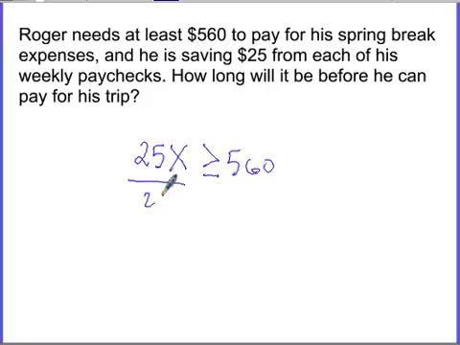Okay, so divide by 25. 22.4. x is greater than or equal to 22.4. So if he does this on a weekly basis, it'll take him 22.4 weeks. Okay, but is he putting everything in? Is he putting things in at 0.4 weeks? No. So it'll be 23 weeks. Yeah, so it's going to be at least 23 weeks, okay? So 23 would be the whole number that we'd go with for this one.